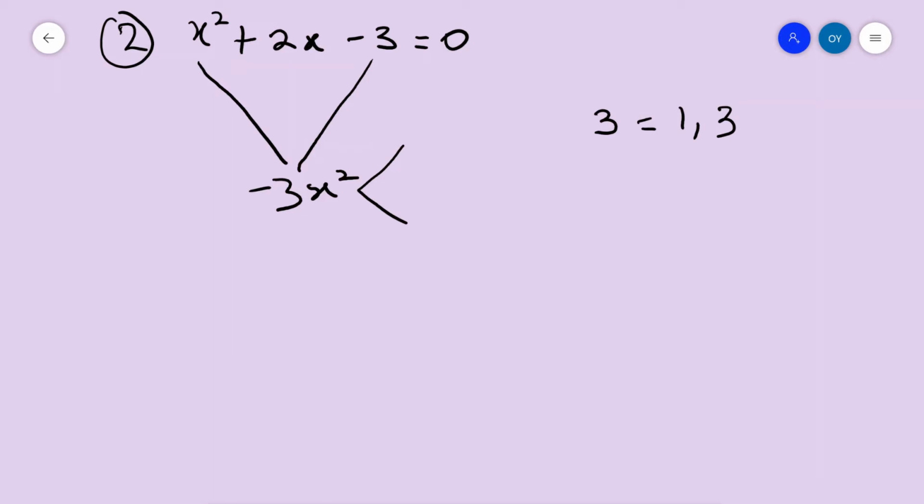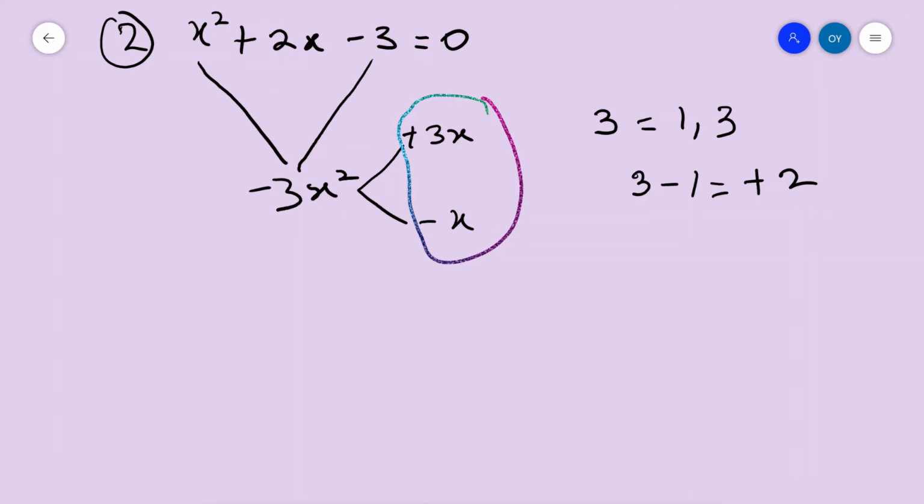So, looking at 1 and 3, what do we do to 1 and 3 to have plus 2? So we have 3 minus 1. 3 minus 1 will give us plus 2. So here we have plus 3x as the factors and negative x. Negative 1x is the same as negative x. So we substitute this into the equation up here.